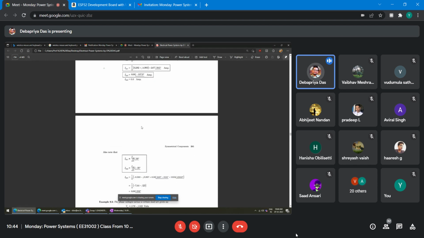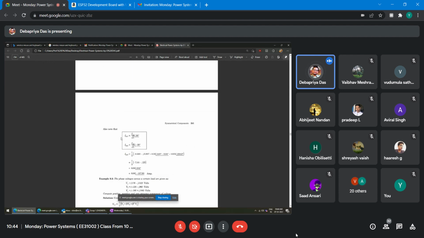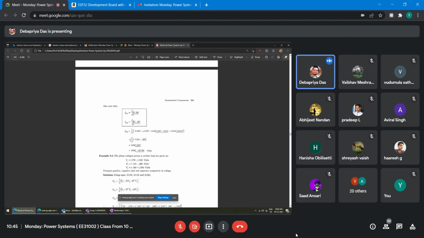This is the phase current in delta. Now also note that IAB1 is equal to IA1 upon root 3 angle 30 degree. You can verify, right? Similarly, IAB2 will be IA2 angle minus 30 degree. If you can recall this, no problem, but you can verify. And IAB2 is equal to, you check, 8.06 angle, this one, right?